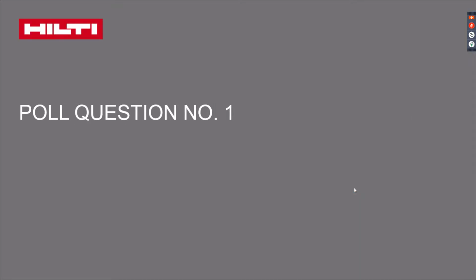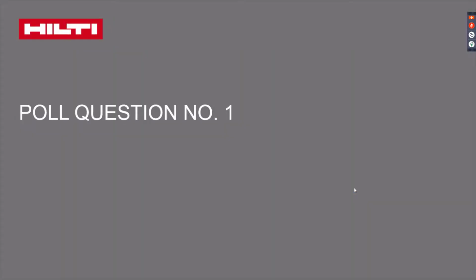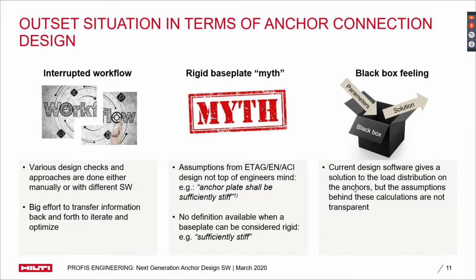So now let's have a look at the answers. The majority of you answered custom Excel spreadsheets within your company and also using anchor design software. And some are using more hand calculations. So the results are the same as what we found in our market sensing. So we will now look at these challenges or pain points that we have to address today.